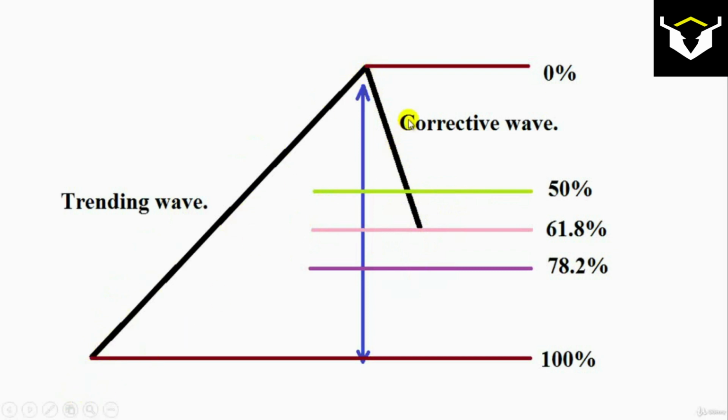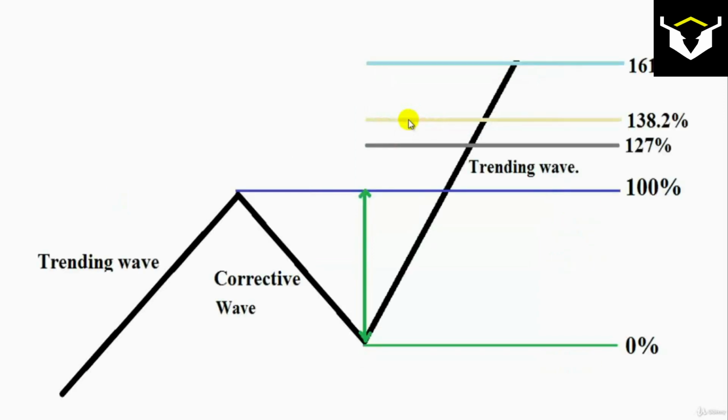I will show you in AmiBroker, a trading software, how to plot ratios and extensions. But for now, you need to know how ratios work. You can see what the ratio does is it geometrically divides a trending wave structure into 50, 61.8 and 78.2% ratios respectively. Similarly, when you are using an extension, you will plot the ratios of 127, 138.2 and 161.8% on the upper side in an extended manner.